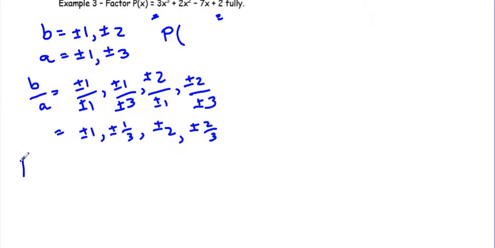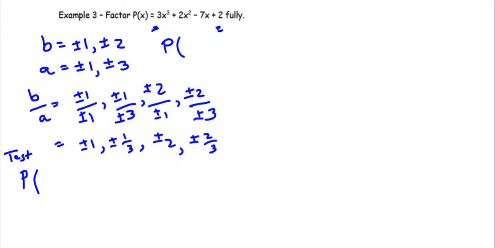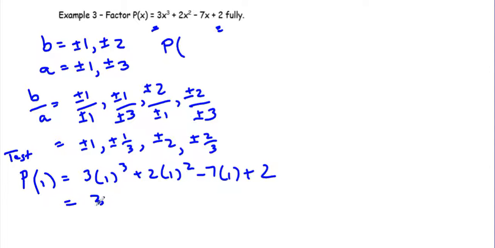So we're going to find p. Well, I'm just going to test here. And of course I'm going to test it with the whole numbers because they're easier to work with. I would go back up and just quickly look at this. Do you think if I put a 1 in there, it's going to work? 3 plus 2 minus 7 plus 2. Hey, I think that works. So p of 1 is equal to 3 times 1 cubed plus 2 times 1 squared minus 7 times 1 plus 2. All right, so that's 3 plus 2 minus 7 plus 2. So this is 0. So p of 1 is equal to 0.